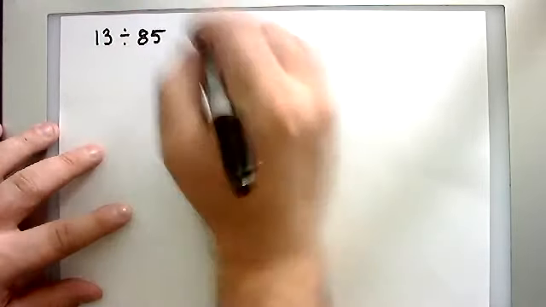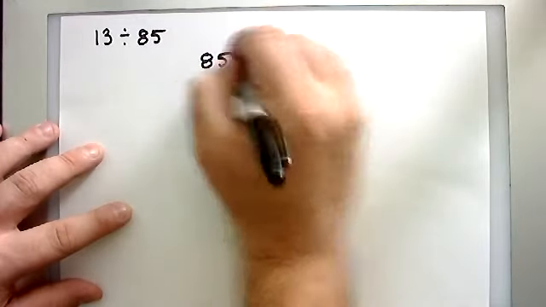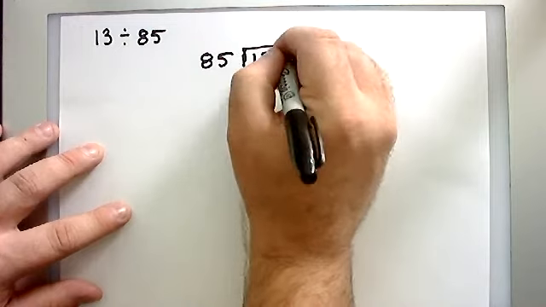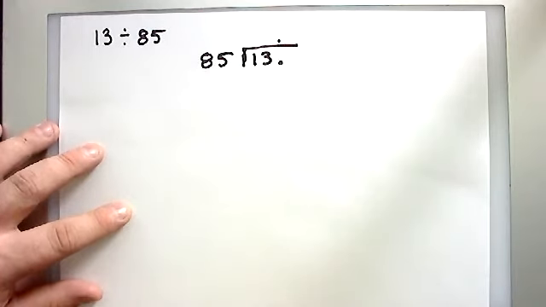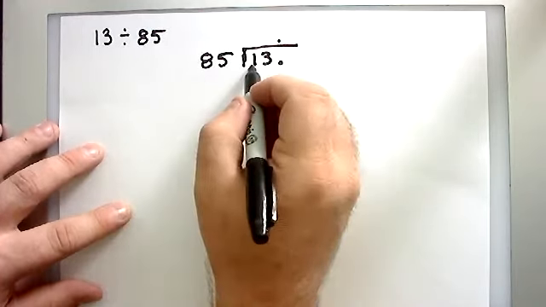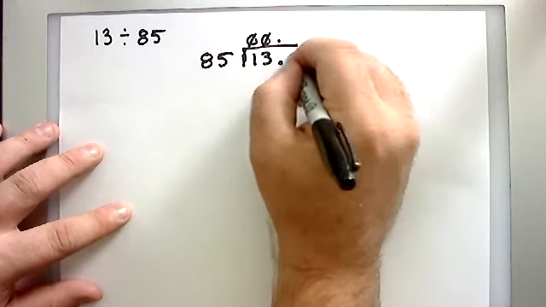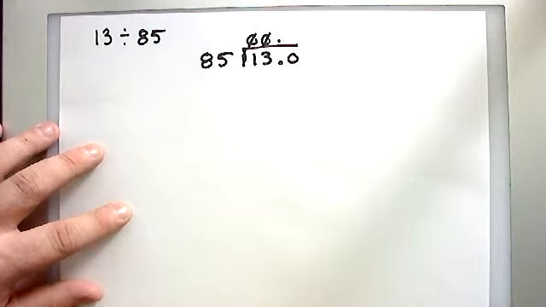So once again, 85 goes on the outside, 13 goes on the inside. Decimal after the 13, bring it up, and let's go ahead and start to divide. 85 doesn't go into 1 or 13, so we can go ahead and put our zeros here and move over. 85 goes into 130 how many times?